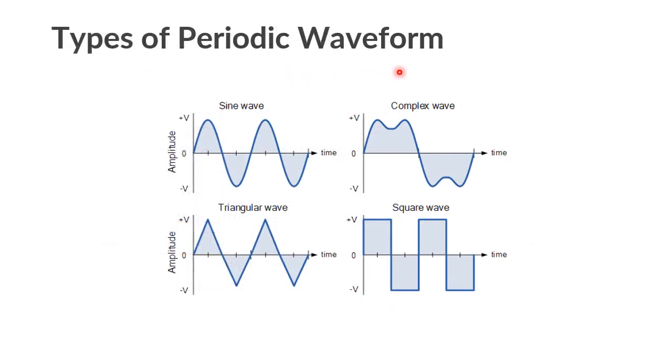Types of periodic waveform. Here are some different types of wave patterns. The first one is the sine wave or the pure sinusoidal wave. You can see that the y-axis represents the amplitude and the x-axis represents the time. Likewise, the second one is the complex wave pattern, and the third one is the triangular wave. Finally, the fourth one is the square wave, or another way we can call it a pulse.